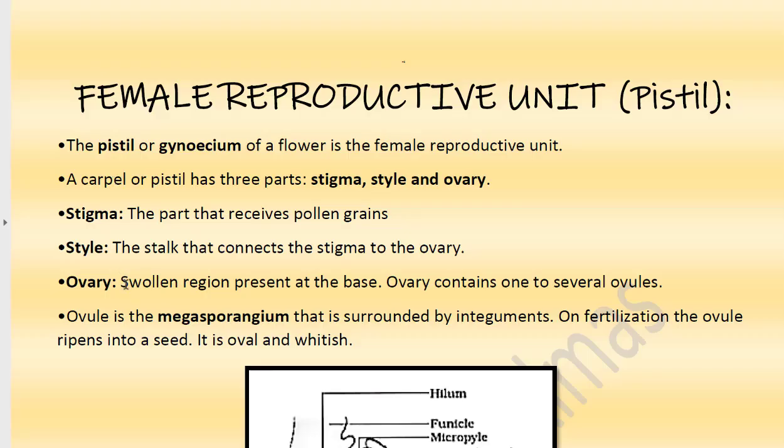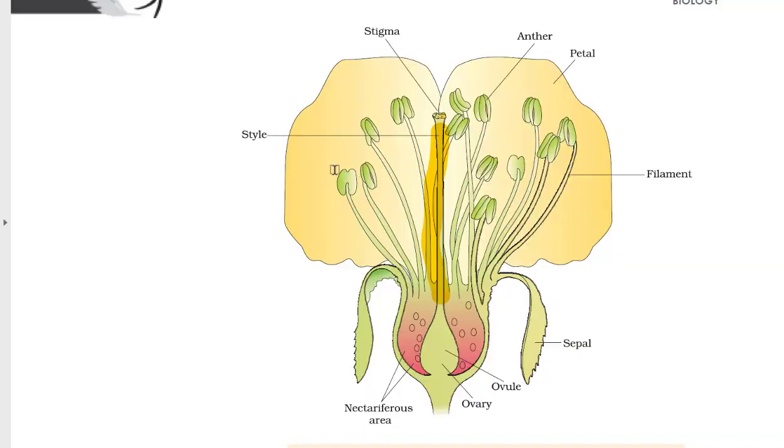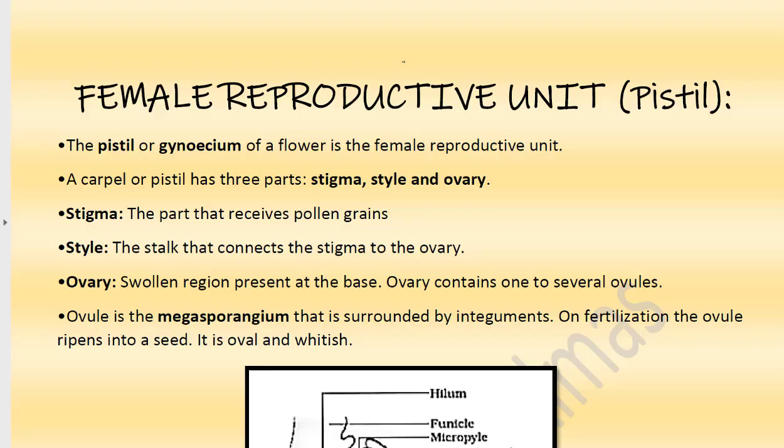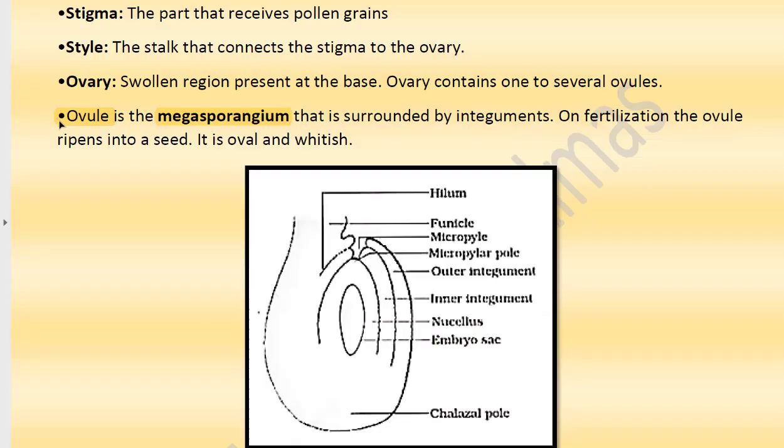Now talking about ovary, it is the swollen region present at the base, and the ovary contains one to several ovules. In this diagram you can easily observe that this swollen base is your ovary and inside it are one to several ovules. Now the ovule is the megasporangium that is surrounded by integuments. On fertilization the ovule ripens into a seed. It is oval and whitish in color. Mark it down: ovule is the megasporangium.